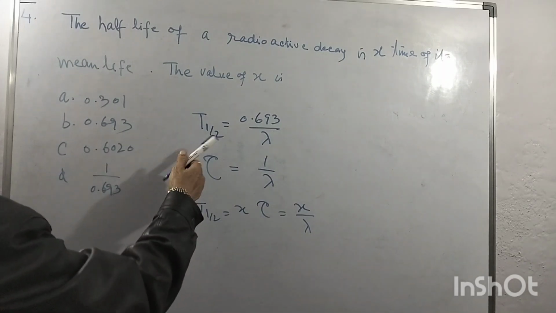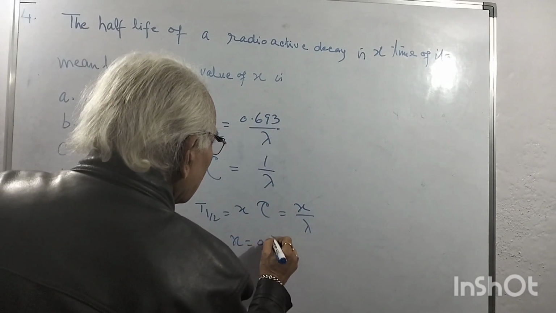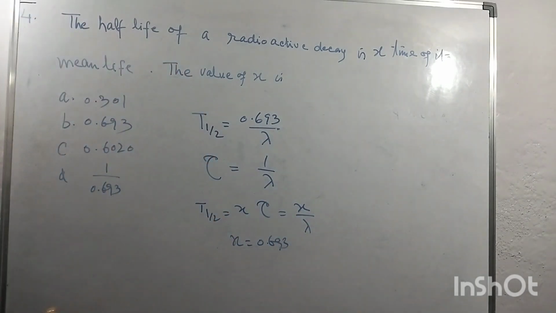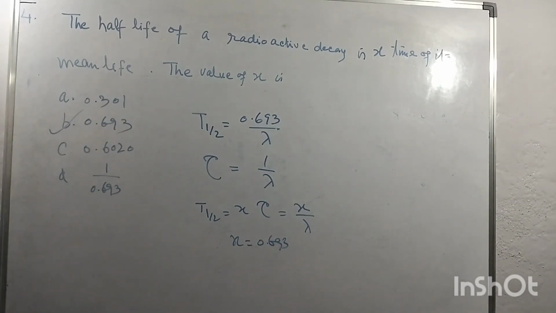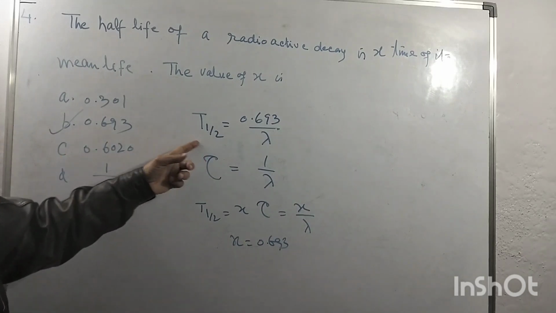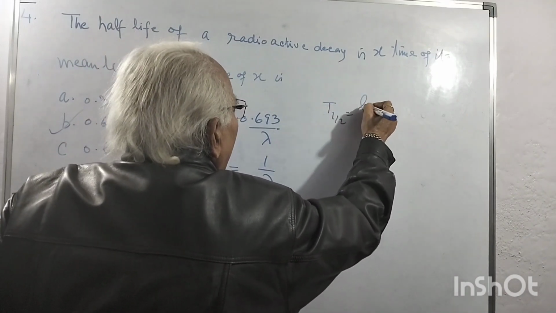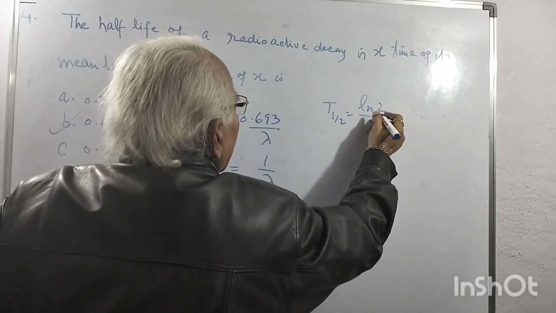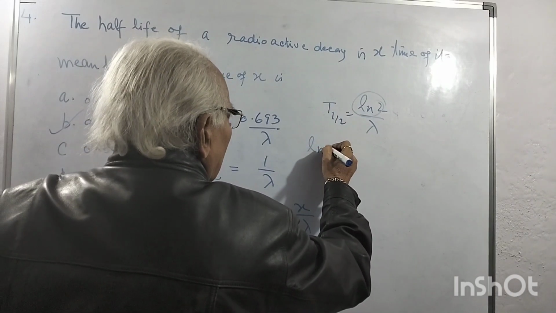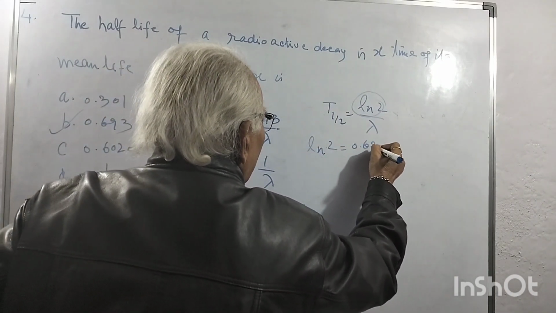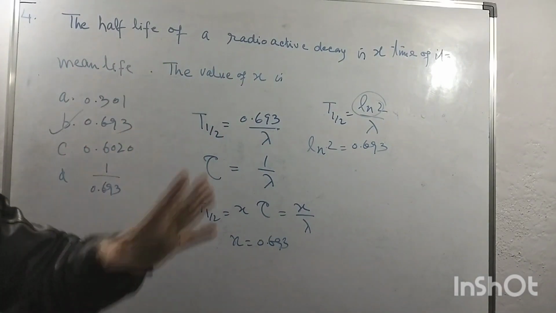Well, compare here. T half is this. So x is equal to 0.693, or natural log of 2. So 0.693 means B part. This is the correct answer. B is the correct answer. Very obvious if you remember the relation, because we know from the formula T half is ln 2 over lambda, and ln 2 means 0.693.